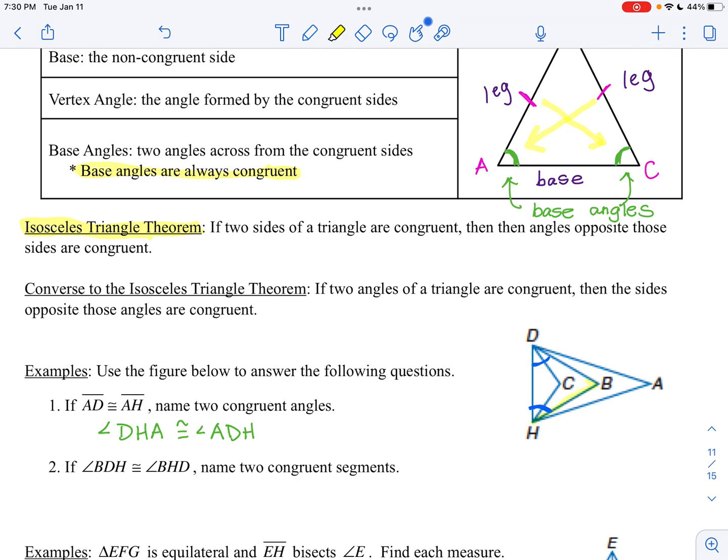So if I focus in on this medium-sized triangle, the converse to the isosceles triangle theorem says across from these congruent angles are congruent sides. Across from angle H would be side BD, and across from angle D is side BH. They are the legs of this isosceles triangle and therefore must be congruent.